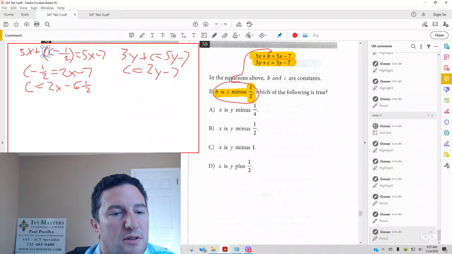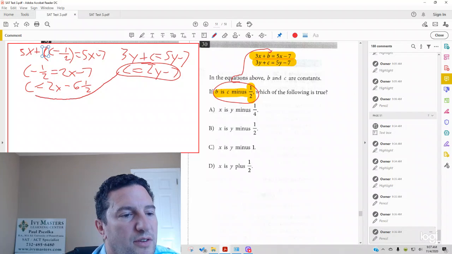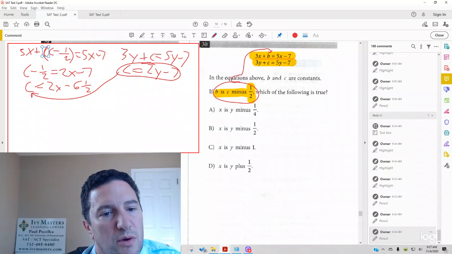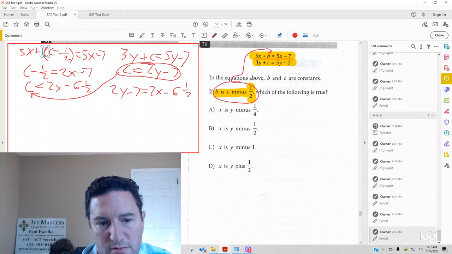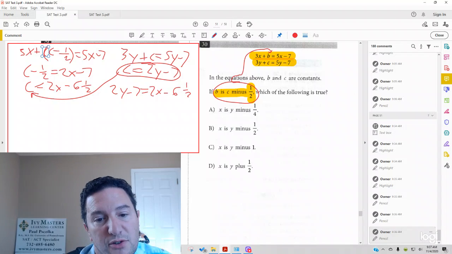And now, since we've got c isolated in both equations, you would set the equations equal to each other. Another way to think of this is substitution. Since c equals 2y minus 7, on the equation on the left, in place of c, I put 2y minus 7. And what I get is 2y minus 7 equals 2x minus 6 1/2. And now I'm going to have my answer in terms of x and y.